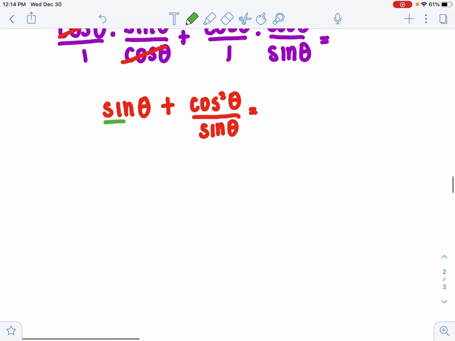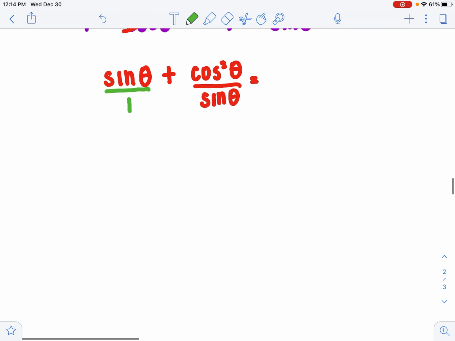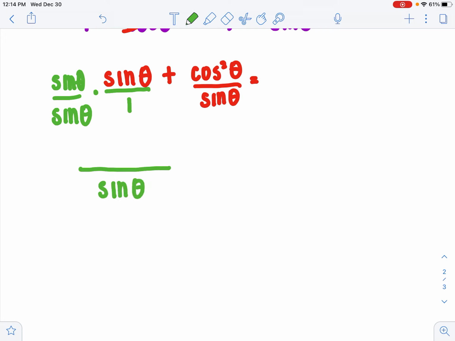In order to add them, I need a common denominator. So first off, I'm going to put this over 1 to make it a fraction. And see that my common denominator is sine of theta. So I'm going to multiply this by sine of theta over sine of theta. Now I'm going to write my denominator, which is sine of theta, and I'm going to write one big numerator. So I'm going to multiply these two. Sine times sine is sine squared plus cosine squared.